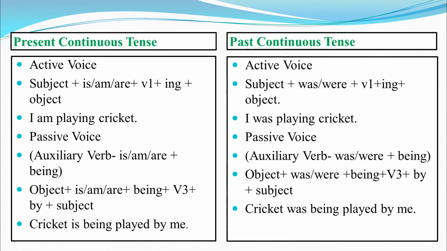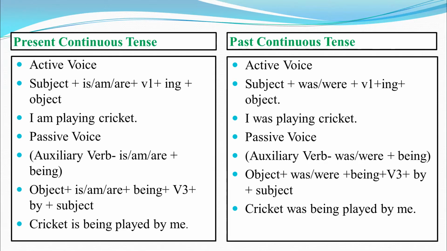Past continuous tense. Structure of active voice is subject plus was or were, then ing form of verb and then object. For example, I was playing cricket. And the structure of passive voice is object plus was or were plus being plus third form of verb plus by plus subject. For example, cricket was being played by me.